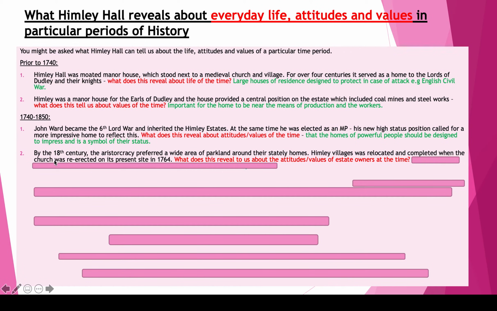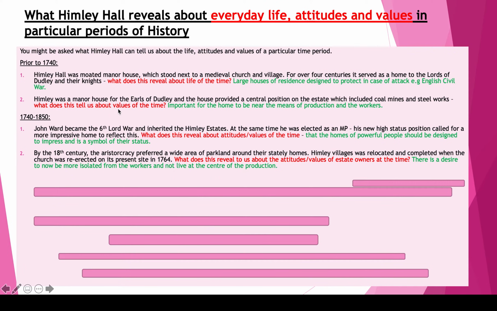Moreover, by the 18th century, we know that the aristocracy preferred a wide area of parkland around their stately homes. Himley Village, as a consequence of this, was relocated, and it was finally completed when the church was erected on its present site, so where it currently stands, in 1764. So what can this reveal to us about attitudes and values of estate owners at the time? Well, it reveals to us that there is a desire now to be more isolated from the workers and not to live at the centre of the production.